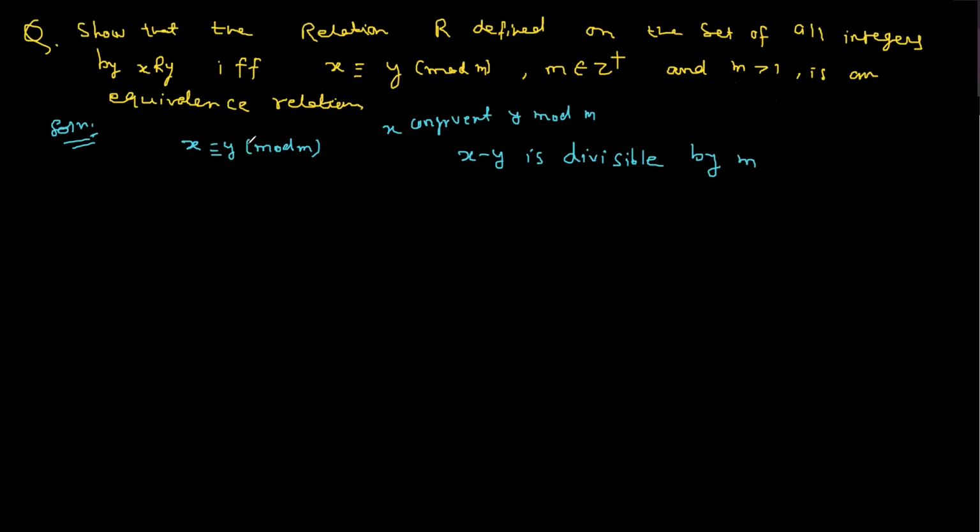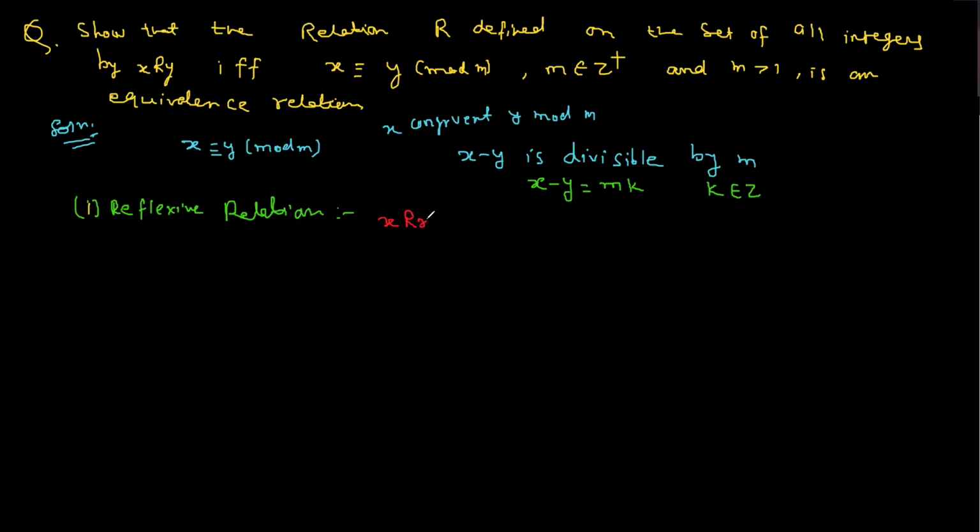Okay. So you have to prove this is an equivalence relation. So for equivalence, what you have to prove? Reflexive relation. What is reflexive relation? x minus y is divisible by m can also be written as x minus y is equal to m times k, where k is an integer, because it is a multiple of m.